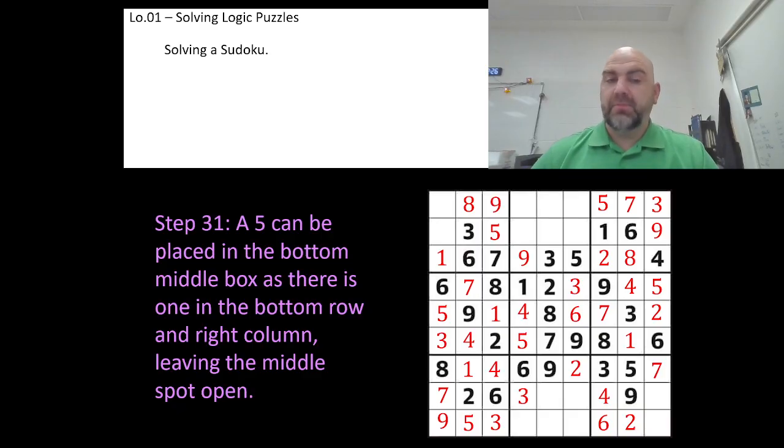All right, bottom middle box. Okay, the bottom row and the right column already have a 5 in them. So that means that there's one spot available for a 5, and that's going to be right here. And that finishes up our 5s.